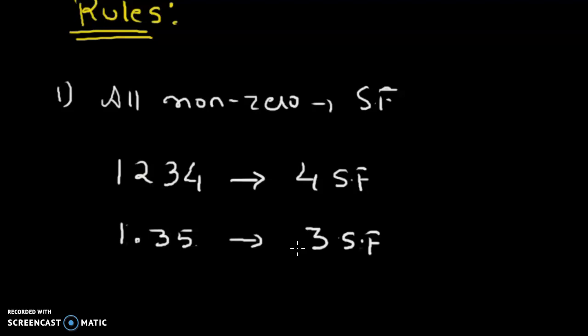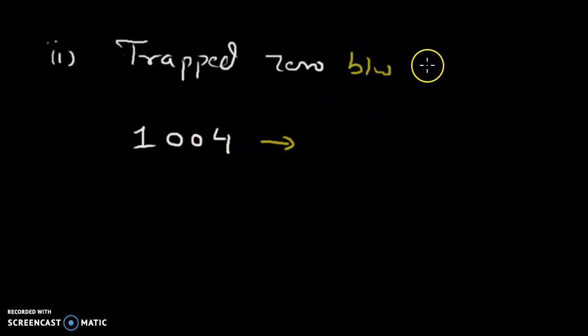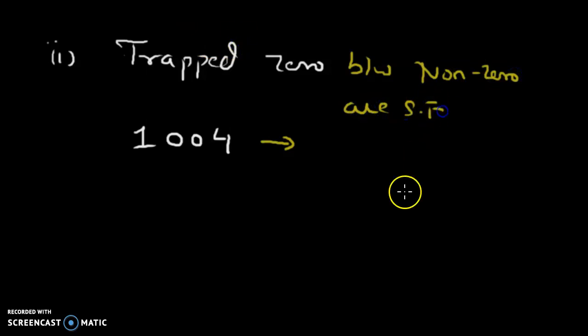Second rule: trapped zeros are significant figures. What is a trapped zero? Here I use the example 1004. A trapped zero is a zero between two non-zeros, and it is a significant figure. So how many significant figures here? 4, because there are two zeros trapped between the two non-zeros, so 4 significant figures.